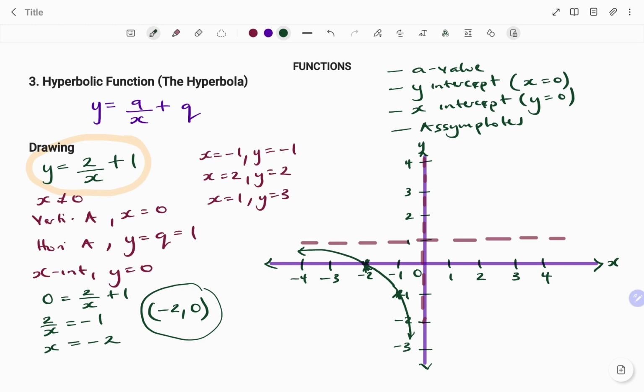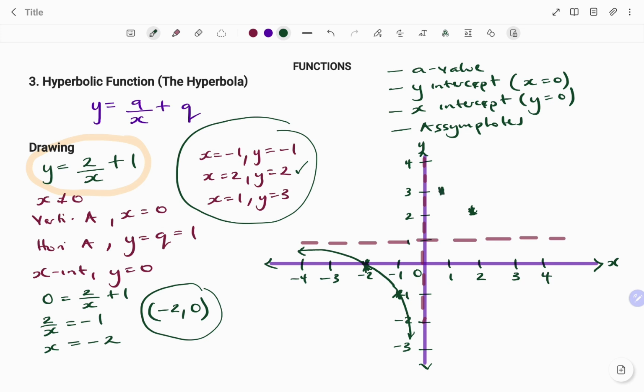Then remember, the value of a in this graph is +2. So I have my graph in my first quadrant and my third quadrant. I'm going to use the points I calculated earlier to pick the other points in the first quadrant. So if I have x is 2, y will be 2. So I have that point as shown. And the last point I'll be using is if I have x is 1, y is 3. So I have another point as shown.